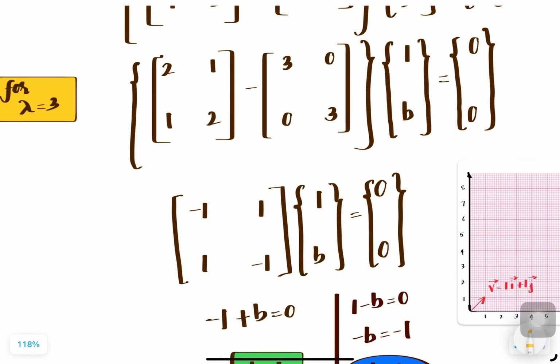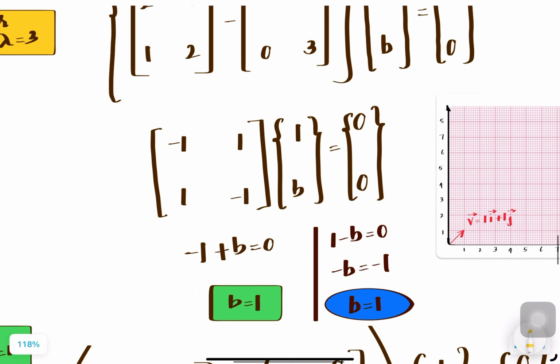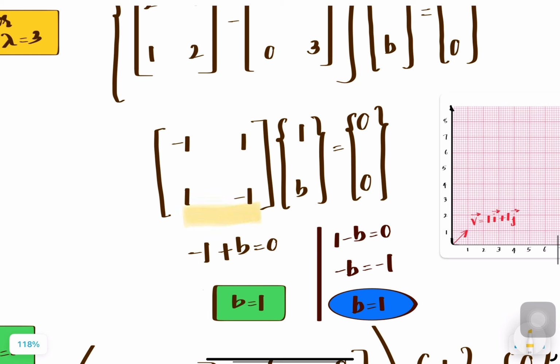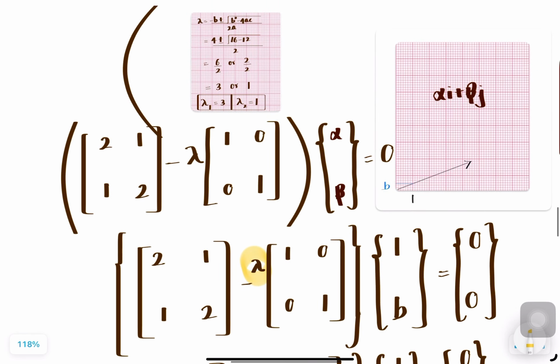So you get this. You can just multiply the first row with the column to get the value of b, or alternatively you can multiply the second row with the column and you can also get the value of b. In both cases, you will end up with the same value of b. So I got the value of b, which means that in the original consideration, we took the horizontal component to be 1. Now I got the vertical component also. The vertical component is found to be 1 for this particular matrix.